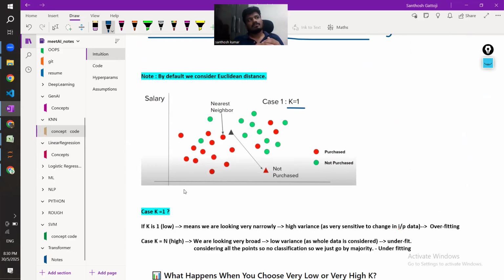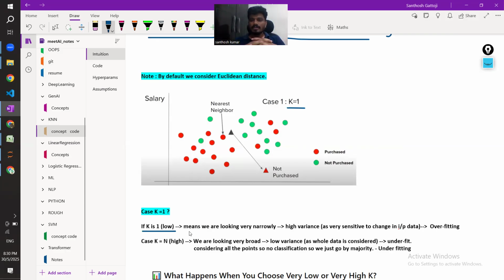Infinity. We can give whatever the data points, I mean, testing data points. Exactly. Perfect. So if you're having 1000 data points, we'll consider all 1000. Now if you take K equal to 1 as low, that means what? We are looking very narrowly. The nearest data point itself we are considering. If there are any slight changes to the data points, our output will change.